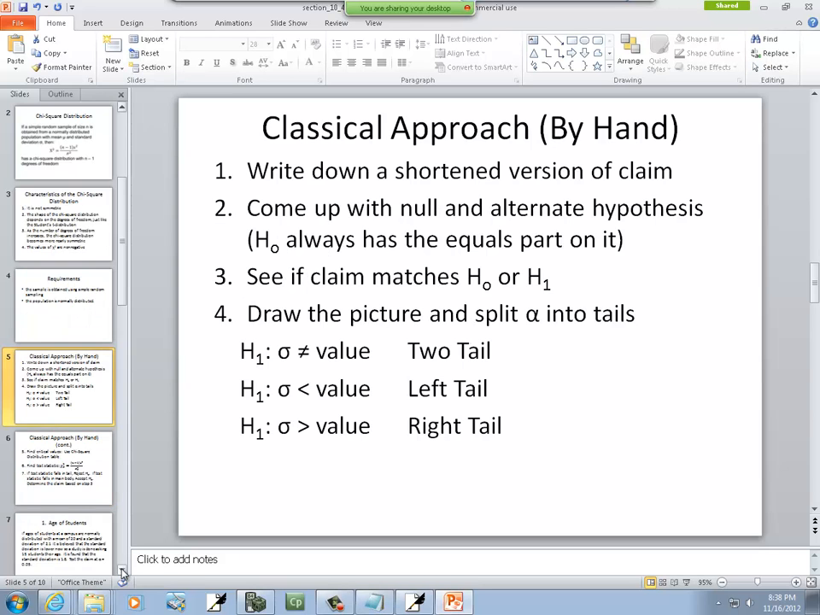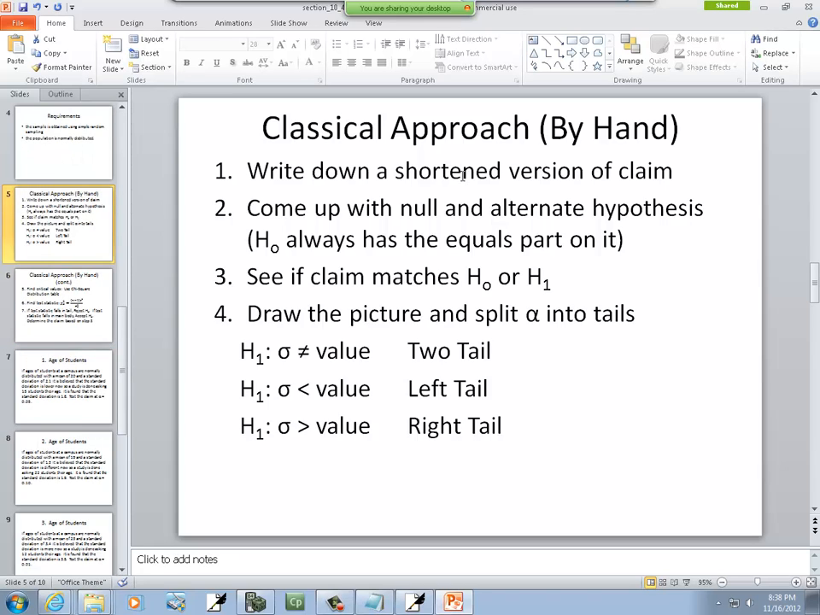Now, here's our classical approach. We can write down a shortened version of the claim. We come up with a null and alternate hypothesis, and H0 always has the equals part on it. See if the claim matches H0 or H1. Draw the picture and split alpha into the tails. If we got a not equal to on H1, it's two tails. If we got a less than on H1, it's left tail. Greater than is a right tail.